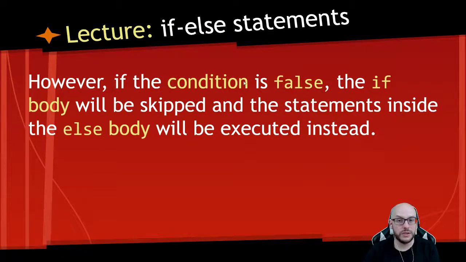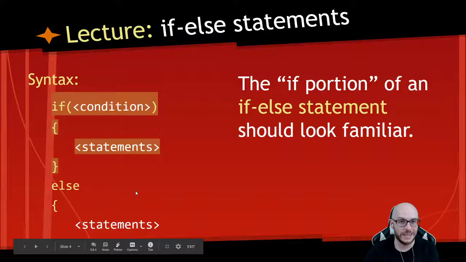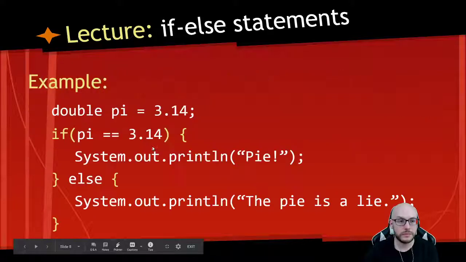However, if the condition is false, the if body will be skipped, and instead we execute what's inside of the else body. Using this exact same example, we would encounter an if-else statement. We would check the condition. If it's false, instead, I would skip over this. That seems pretty normal, except now there is other code that we would execute instead. So this is only executed if this is false.